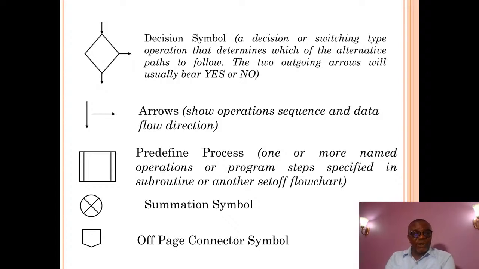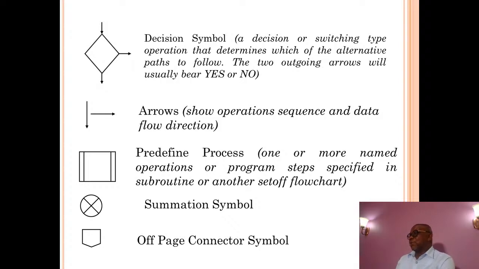Then we have this other side, which is a rectangle with 2 lines inside, and it's called a predefined process. That is, 1 or more named operations or program steps specified in subroutine or another set of flowchart. In our previous lecture, we have looked at what is a subroutine. Then you have a small circle with a cross inside. It's called the summation symbol.